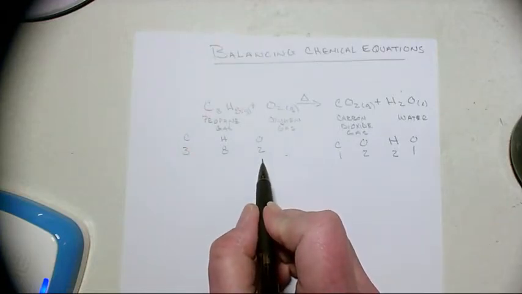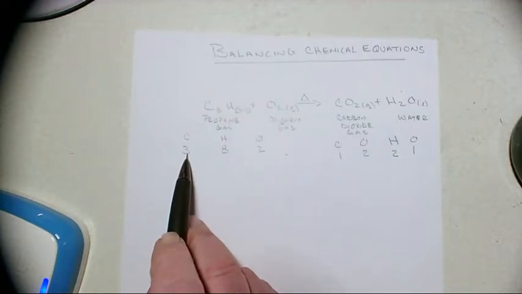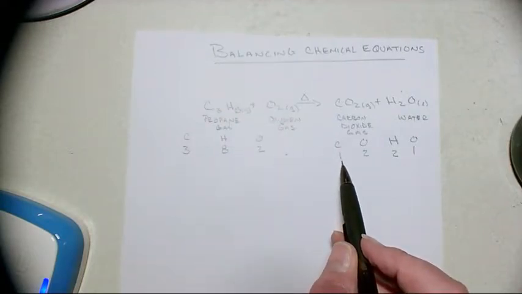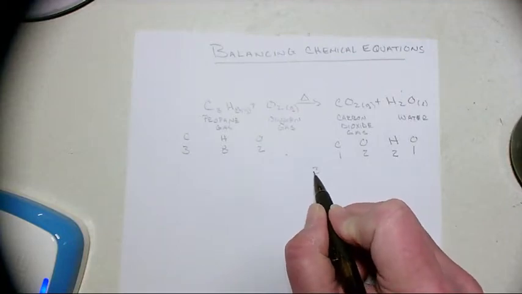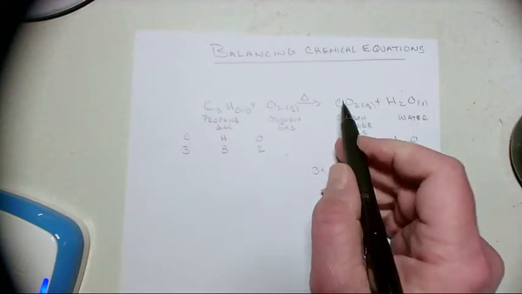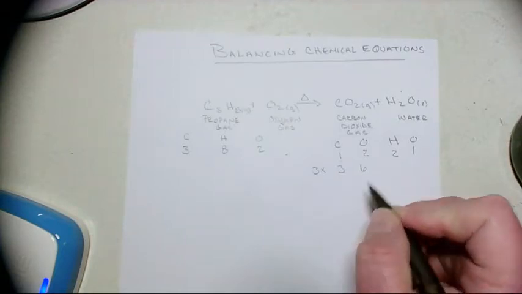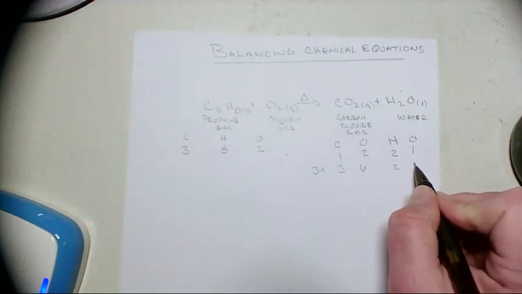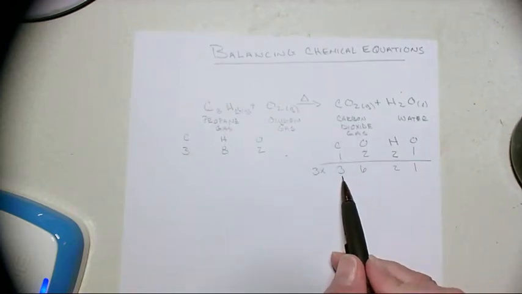So the one thing I can start off with is knowing that no matter what, this is going to have to increase. The 3 over here to the 1 over here, I know this has got to increase. So we know it's at least going to be a 3. So if I multiply this by 3, what do I get? I get 3 carbon, and then 3 times this 2 gives me 6 oxygen. And then this hasn't changed. We're still 2 and 1. Let's draw a little line. Keep this neat. Alright, so now let's see what we're up to.